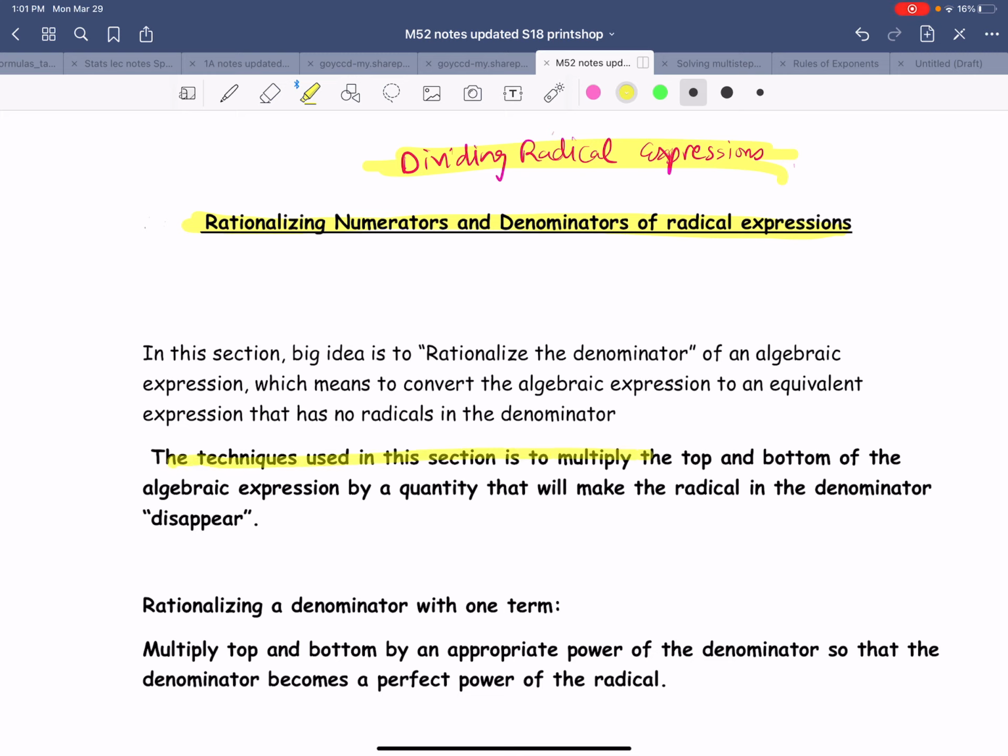The technique used in this section is to multiply both top and bottom, which is your numerator and denominator, of the algebraic expression by a quantity that will make the radical in the denominator disappear whenever we want to rationalize the denominator. It's a norm in algebra that we don't leave a radical in the denominator. Then your answer is considered in the simplest form. So don't leave a square root, fourth root, third root, fifth root, any radical in the denominator. We will have to rationalize the denominator.